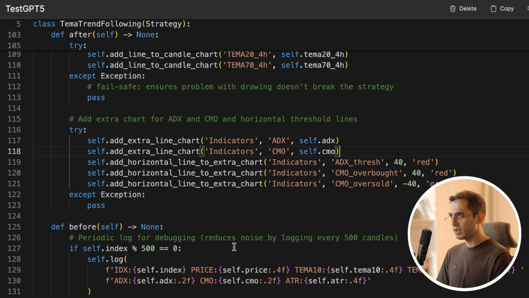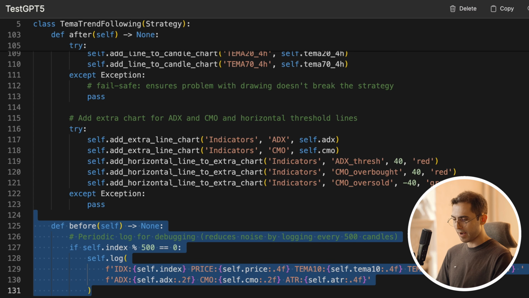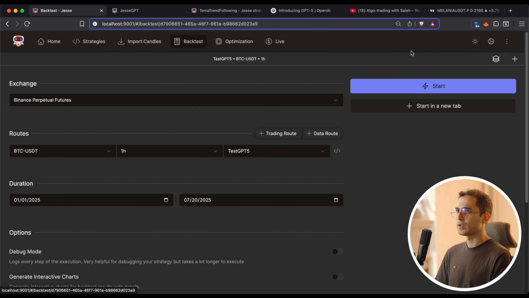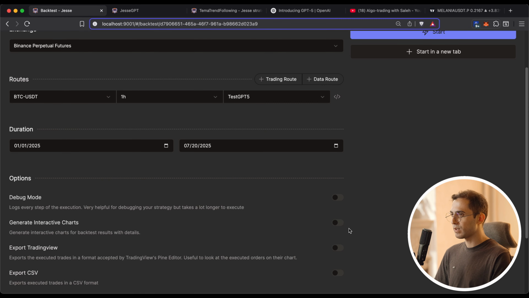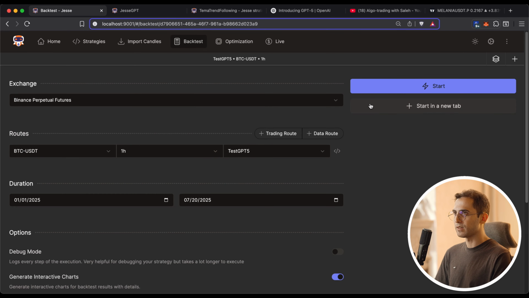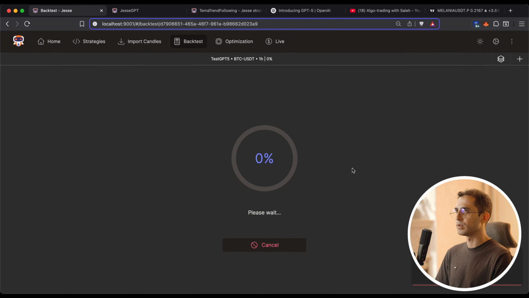It's also doing some logging here. Now, I didn't ask it to do that, but maybe because we mentioned debugging, it also added this. So this is pretty beautiful. So let's give it a try to see if it runs well. Now, I should have enabled the generate interactive charts. So let's give it one more go.